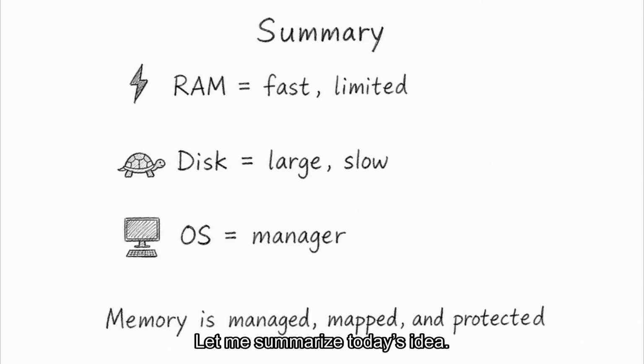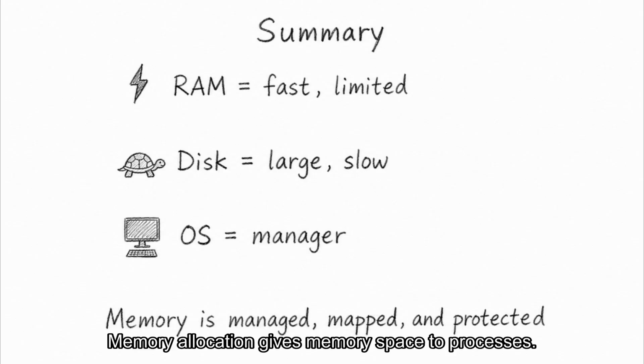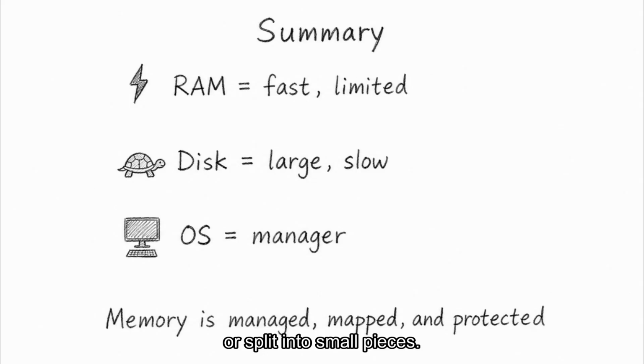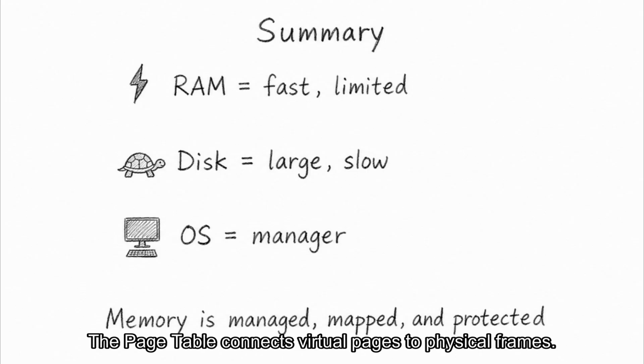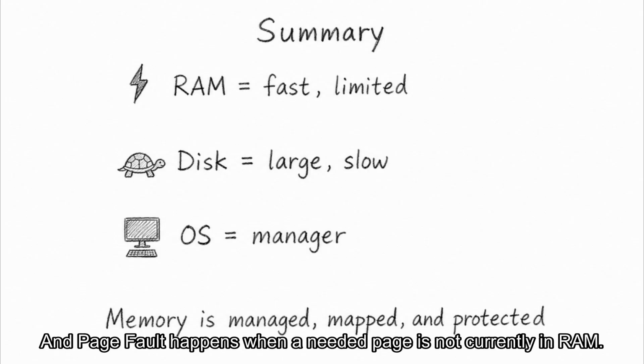Let me summarize today's ideas. Memory management means that the operating system controls how memory is used. Memory allocation gives memory space to processes. Fragmentation means memory can be wasted or split into small pieces. Paging divides memory into pages and frames. The page table connects virtual pages to physical frames. Virtual memory gives each process its own virtual address space. And a page fault happens when a needed page is not currently in RAM.